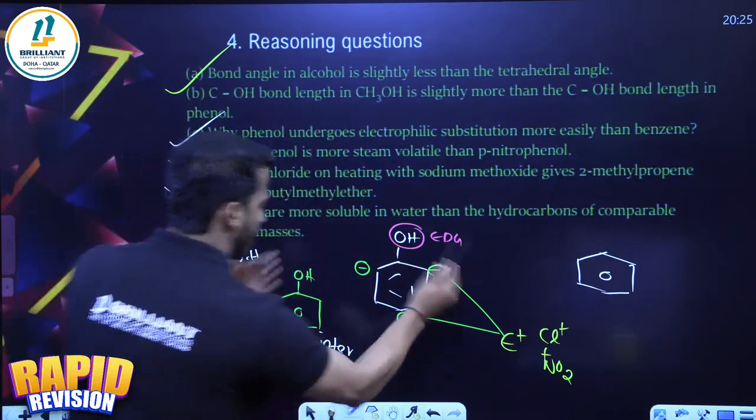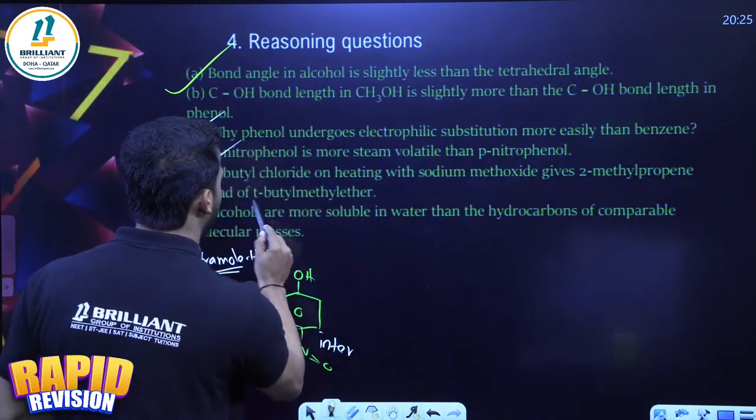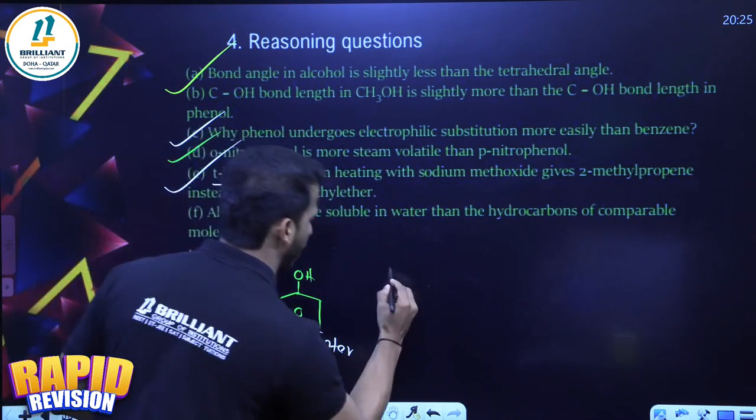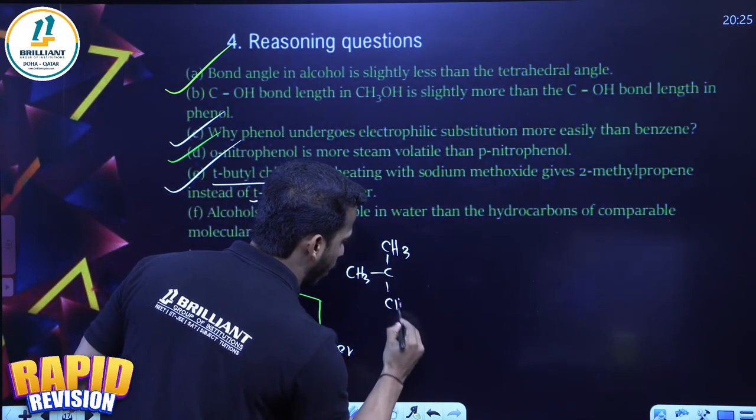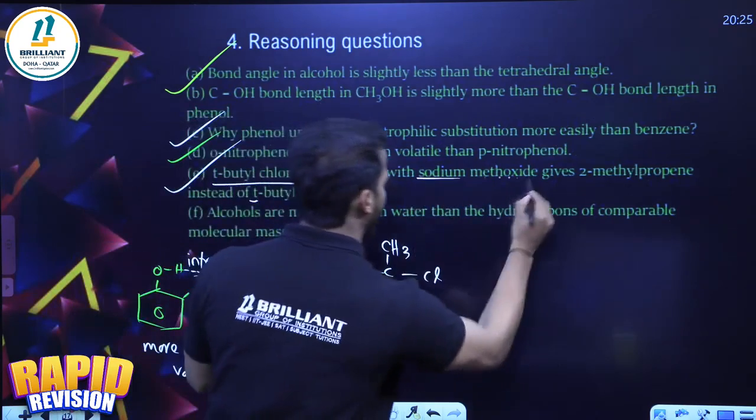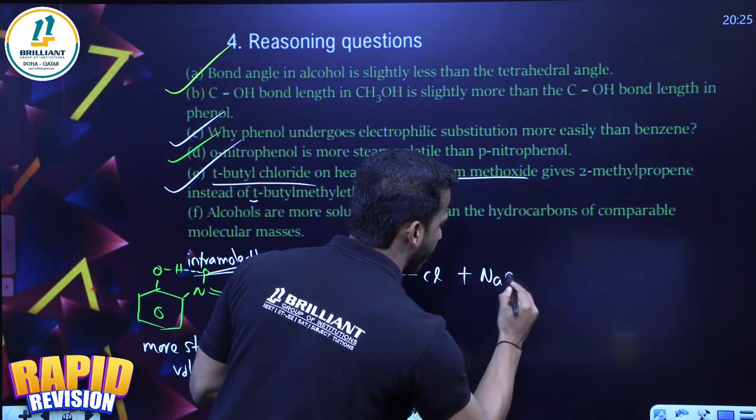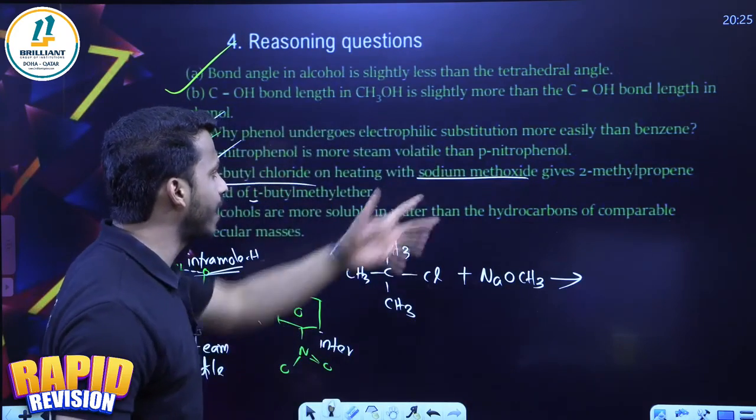Tert-butyl chloride. What is tert-butyl chloride? Let me draw the structure of the compound, dear all. This is tert-butyl chloride. On heating with sodium methoxide, what is sodium methoxide? NaOCH3. Sodium methoxide gives you 2-methylpropene.